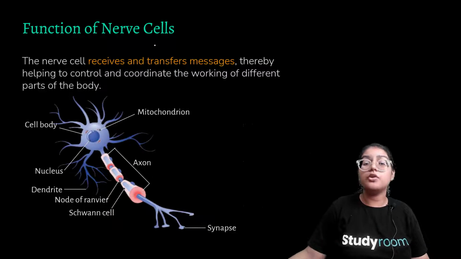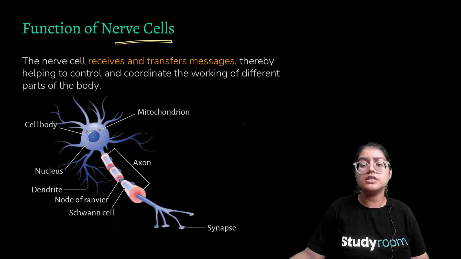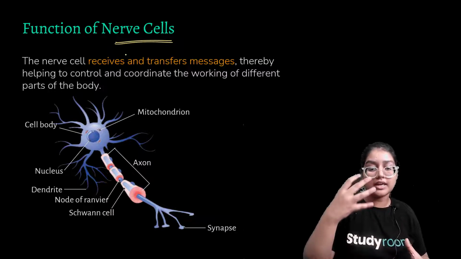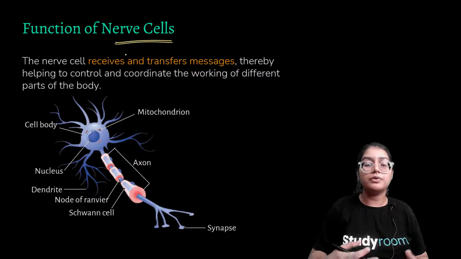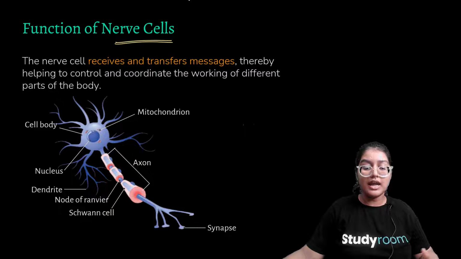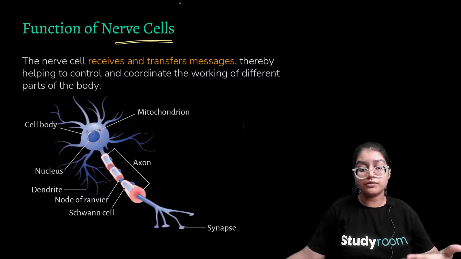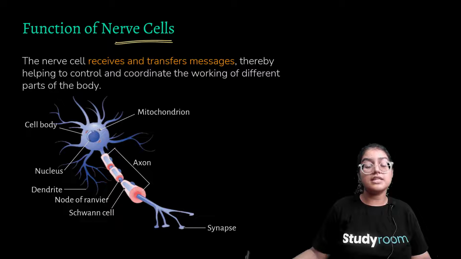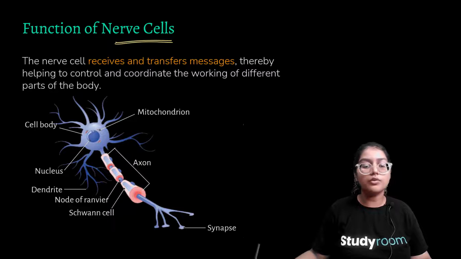Now we'll be talking about nerve cells. What are nerve cells? Nerve cells are present in us, and are responsible for receiving and transferring messages. I hope you know that our brain sends signals through nerves. The nerve cell receives and transfers messages, thereby helping to control and coordinate the working of different parts of the body. The nerve cell has a cell body, a nucleus, dendrites, and nodes of Ranvier. You have to learn these names.